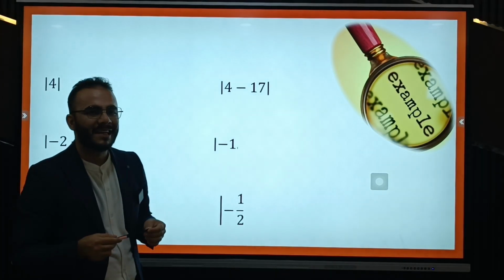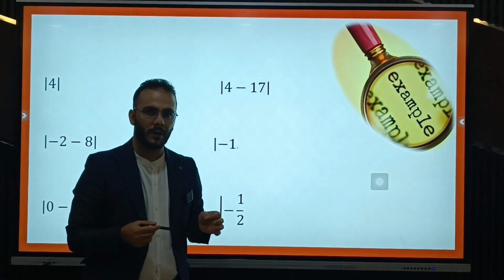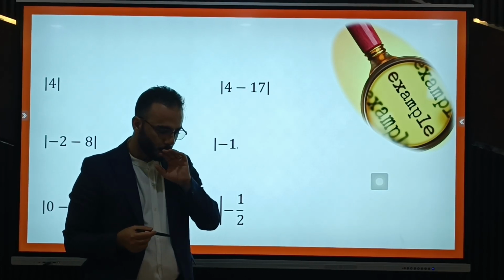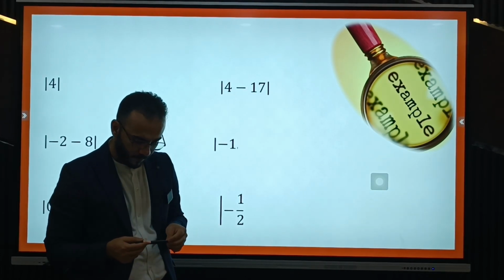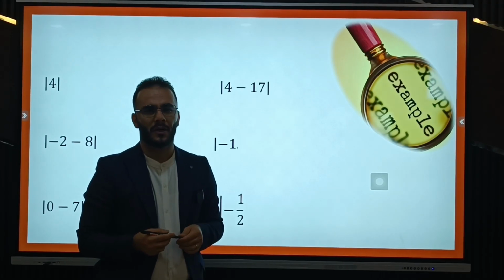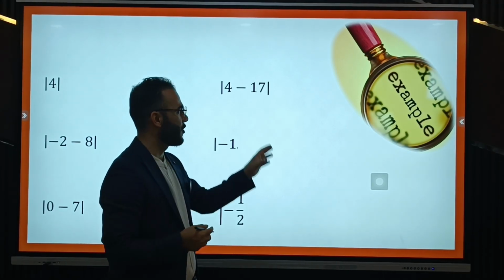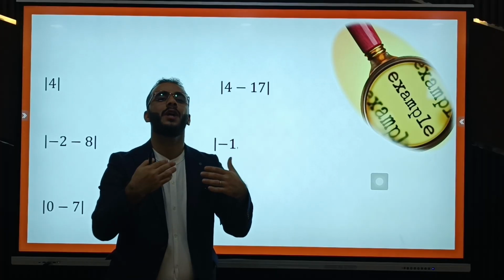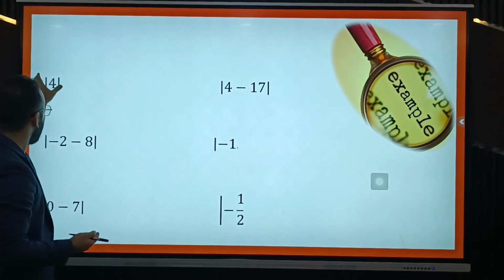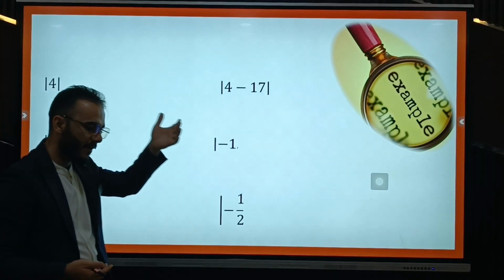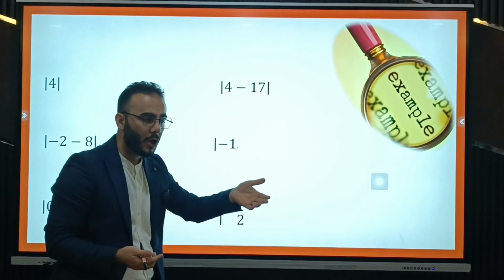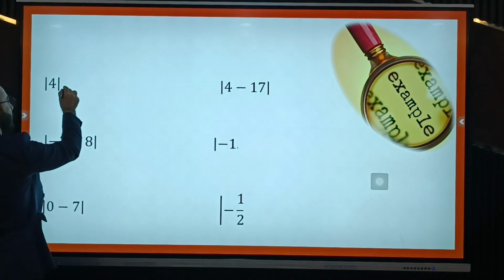So you better know that whenever we have a number in an absolute value, no matter if it is negative or positive, the result is always going to be positive. So let's just try it, the thing that we said, practically. Okay, absolute value of 4. So we have 4 as a positive inside the absolute value. So the result is going to be the same.